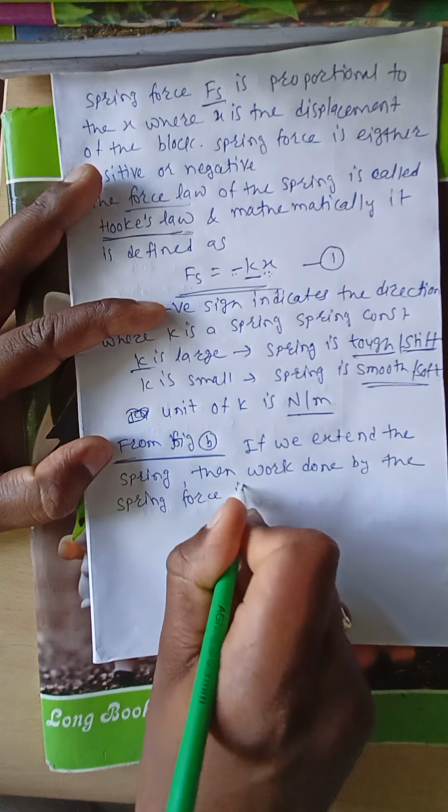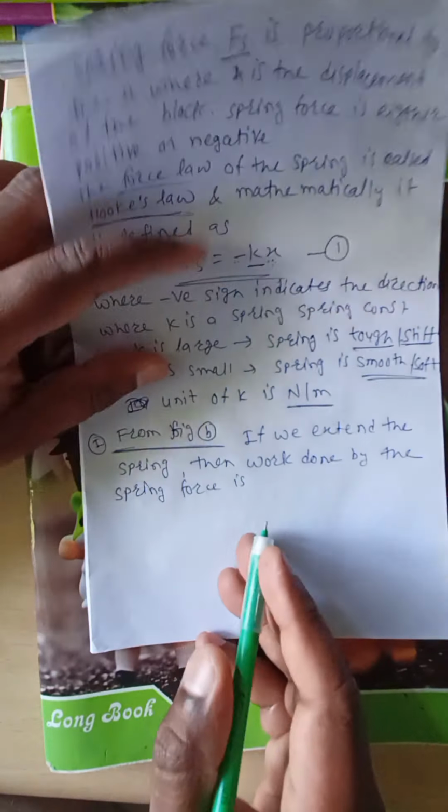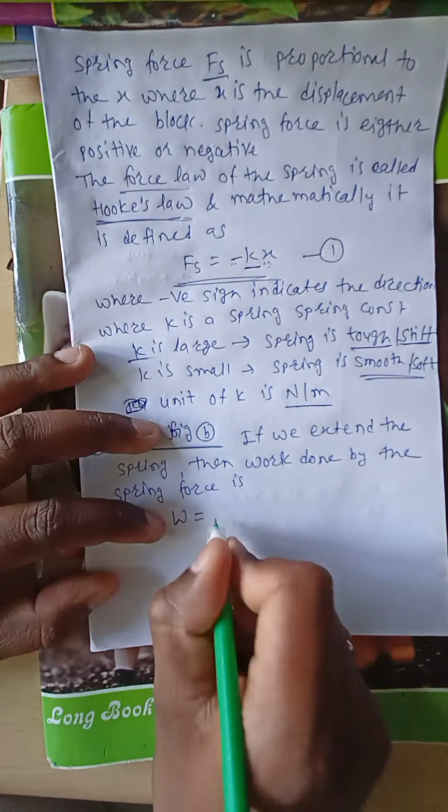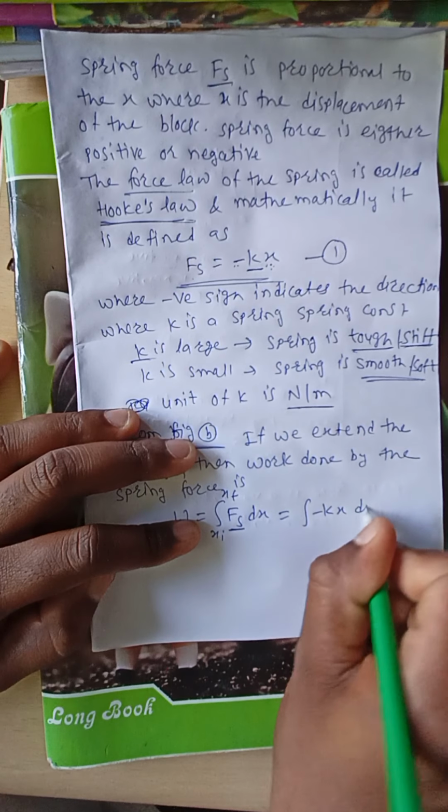From figure B, if we extend the spring, then for the work done by the spring force, initially it is at point x equal to 0, and we have to extend it up to x equal to x. Then the work done by that spring force is W equal to the integration of Fs into dx, from x initial to x final. This is equal to the integration of Fs, the spring force, which is minus kx, into dx.